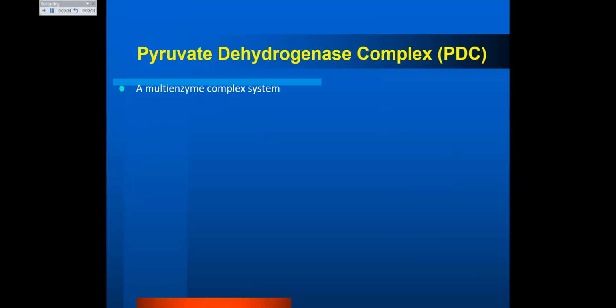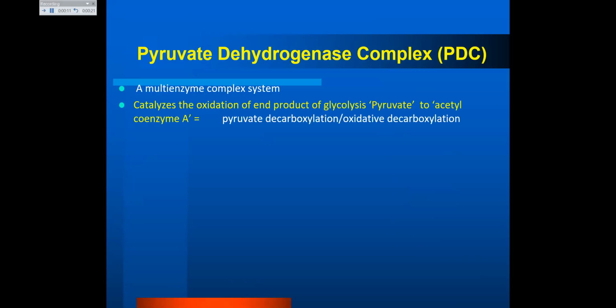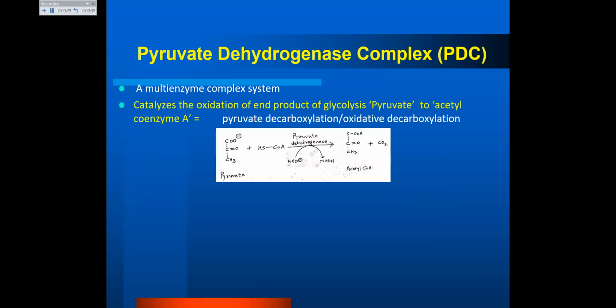Pyruvate dehydrogenase complex, otherwise abbreviated as PDC, is a multi-enzyme complex system. The main function of PDC is to catalyze the oxidation of the end product of glycolysis, that is pyruvate, to acetyl coenzyme A, by the process called pyruvate decarboxylation or oxidative decarboxylation.